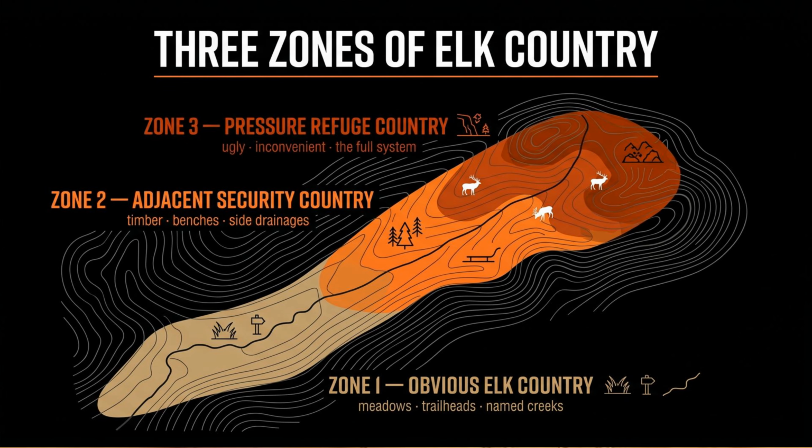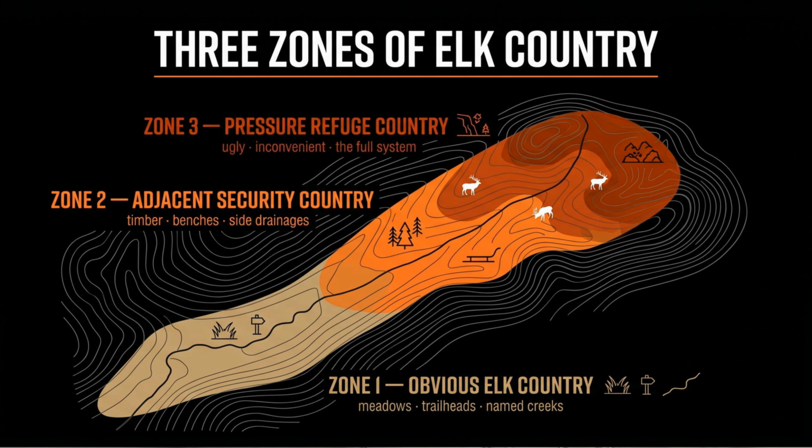Elk might absolutely use those places, especially before pressure, or at night, or during the right weather. But if it looks obvious to you, you have to believe that it probably looks obvious to other hunters too. Now, the second zone is adjacent security country. This is the timber, the benches, the side drainages, shaded cuts, ridge breaks, and escape cover that's connected to that obvious habitat. That's where elk can still use the same feed, water, and travel system, but with a lot more protection.